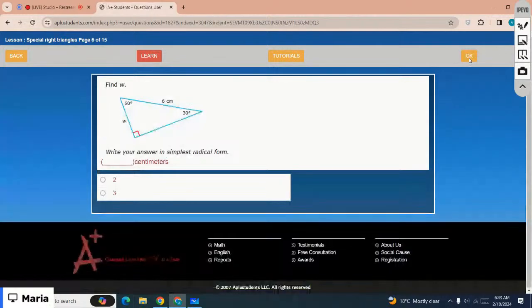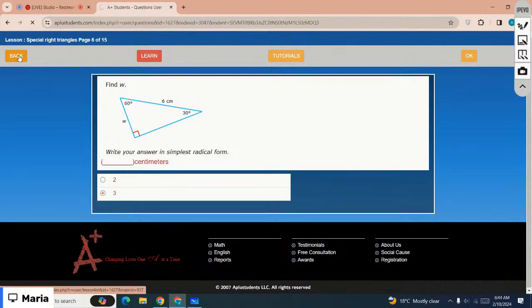Okay, the next one is find W. So, which is the correct option? The correct option is 3. Okay, you can complete the lesson by yourself later today.